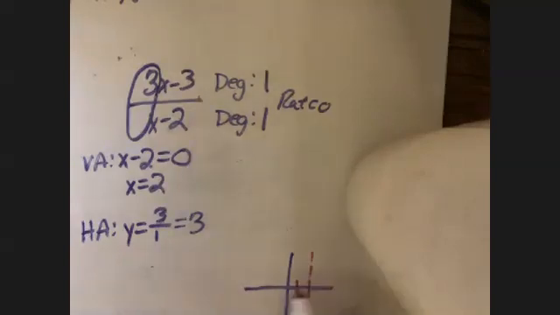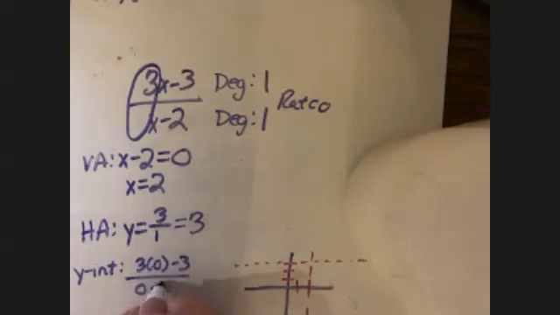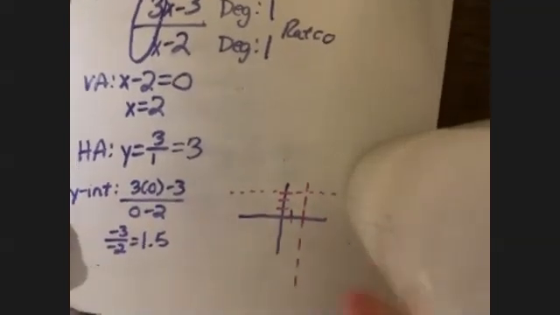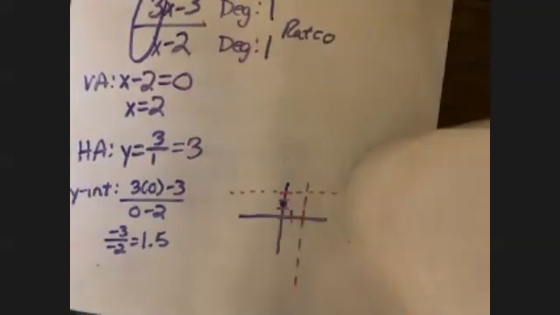Okay, so it's going to come up here in just a second. Then I had my y-intercept, which is we're going to plug in 0. So I've got 3 times 0 minus 3 over 0 minus 2. That is going to be negative 3 over negative 2, which is going to be positive 1.5. I'll move this down just a little bit so you can see. So my y-intercept is here.